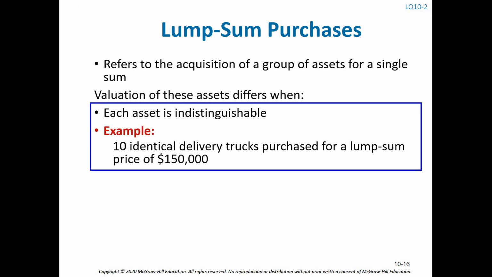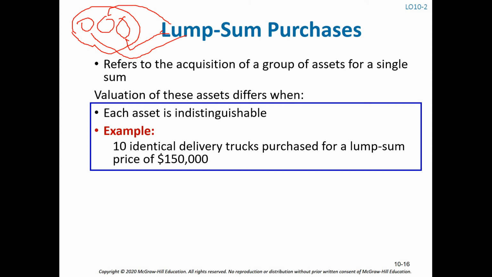Okay, lump sum purchase. Sometimes we purchase multiple assets. So we are purchasing, say, 1, 2, 3 assets, and we are paying a lump sum of money. So we need to allocate the lump sum amount to these assets. That is what we are going to do. We usually allocate the lump sum amount based on the fair value of the individual assets.